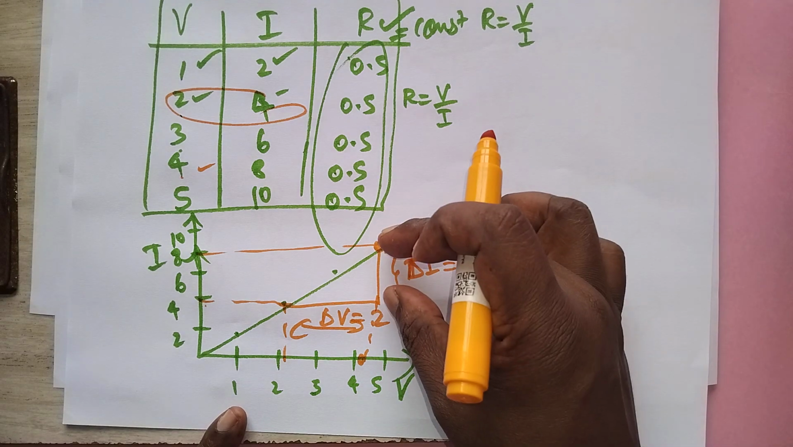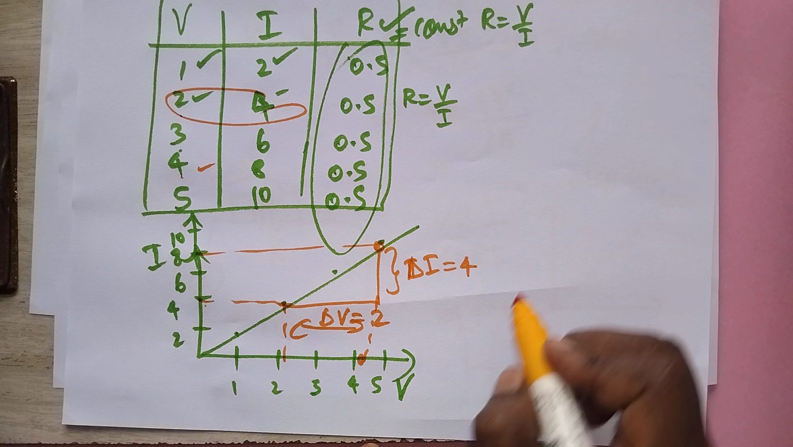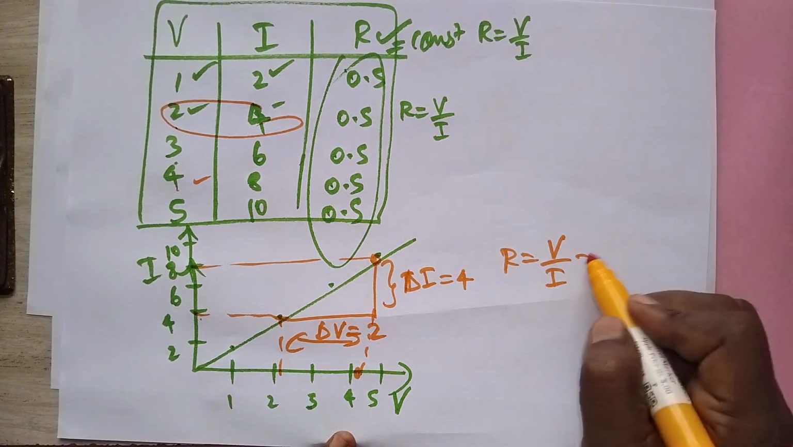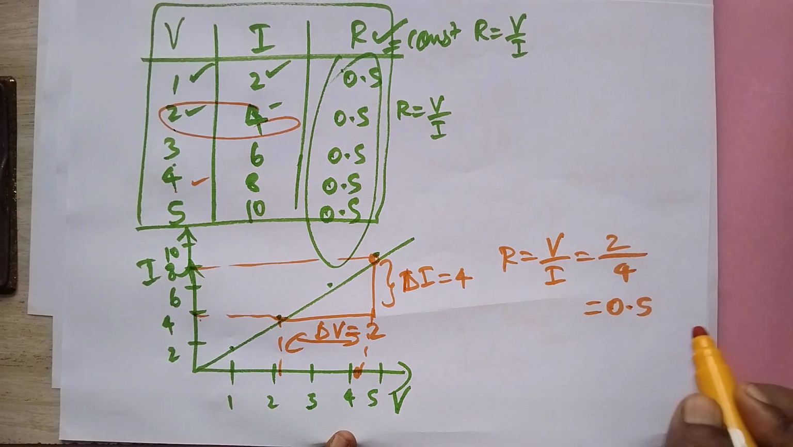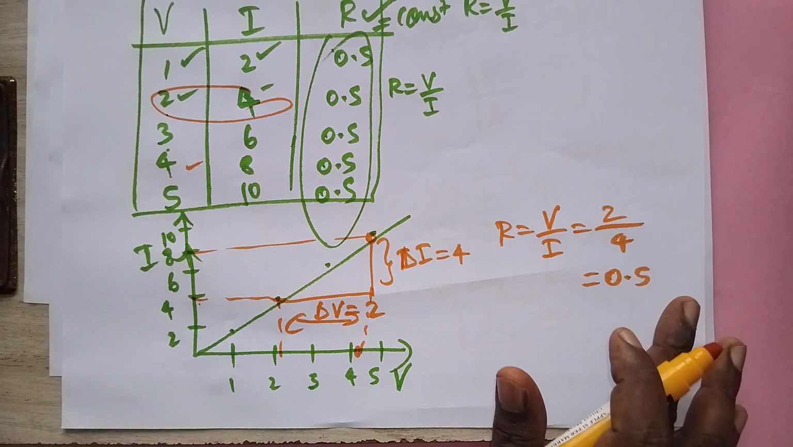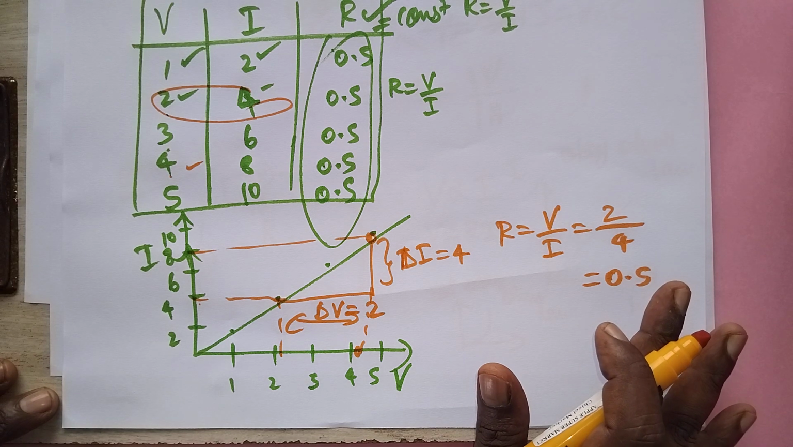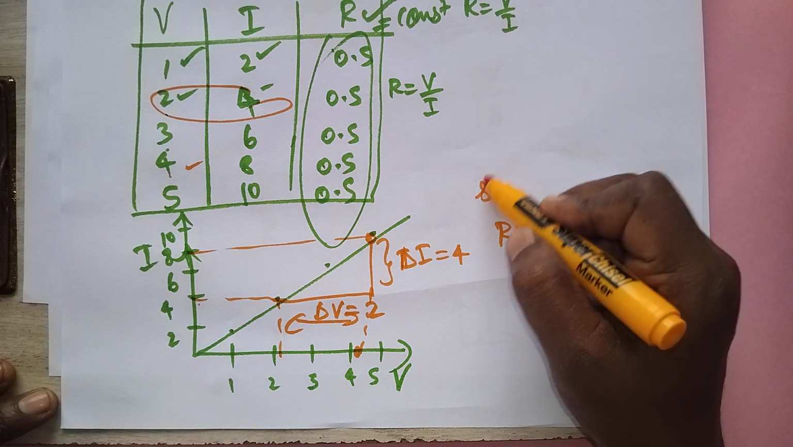Very, very simple. When you are drawing an actual graph, you will get the exact idea. So R is equal to V by I. V is how much? 2. I is how much? 4. So we get 0.5. This is what you can do. State and verify Ohm's law, and they also ask you to draw the graph and take the slope to find the resistance.